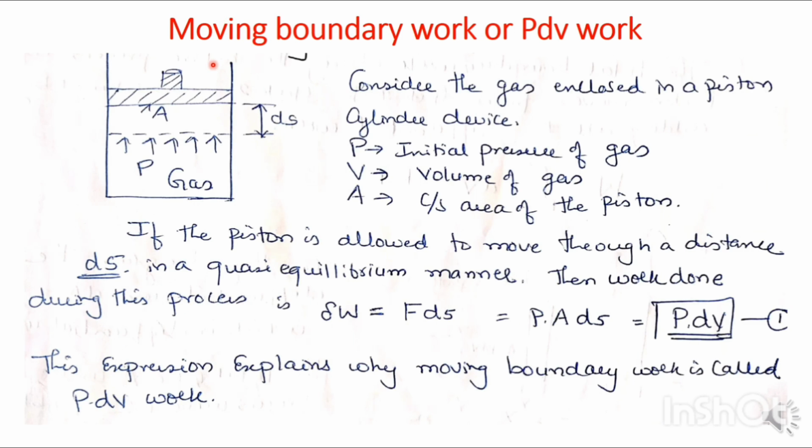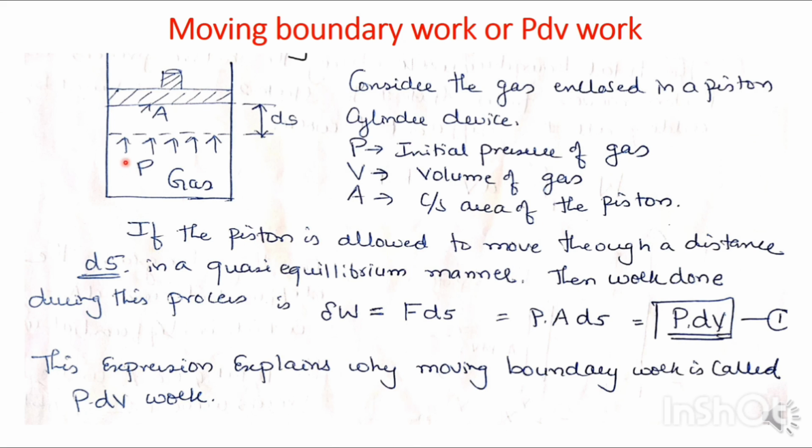So now let us study next, what we mean by moving boundary work or PdV work. Now let us consider a gas which is enclosed in a piston and cylinder arrangement. So this is my cylinder. This is the piston in which the gas is enclosed in a piston cylinder device. Let P be the initial pressure of the gas and V be the volume of the gas, and A is the cross sectional area of the piston.